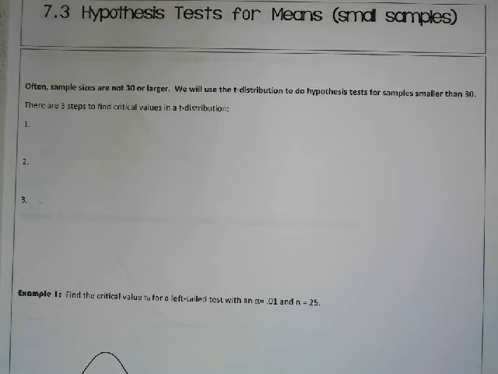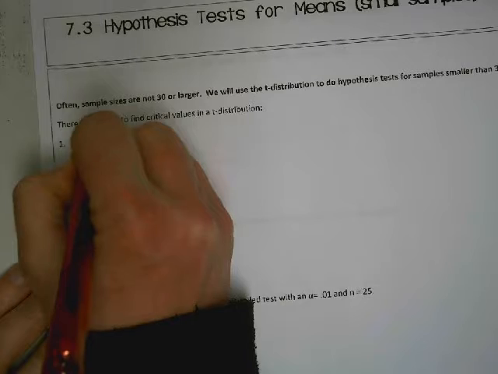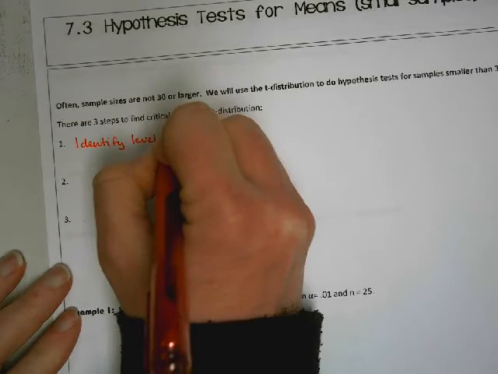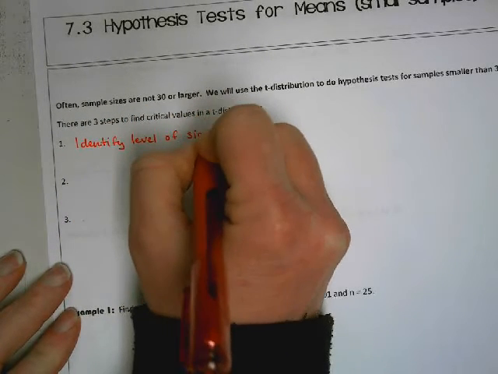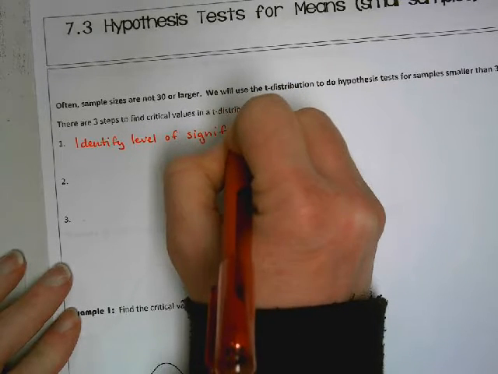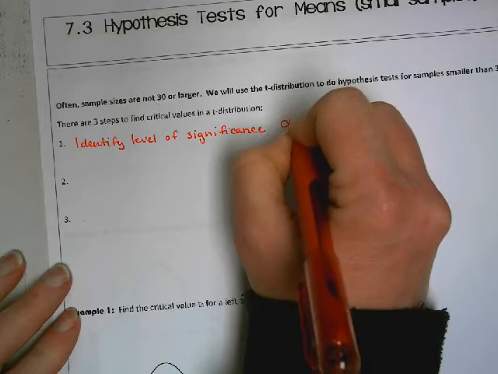So there are 3 steps to finding critical values in a T distribution. You need to identify your level of significance. And again, we use the Greek letter alpha. It looks kind of like a fish.